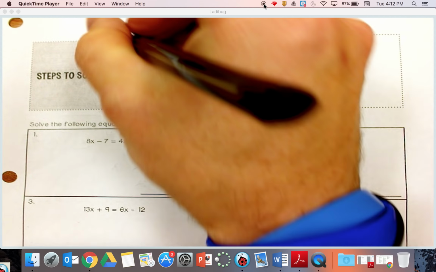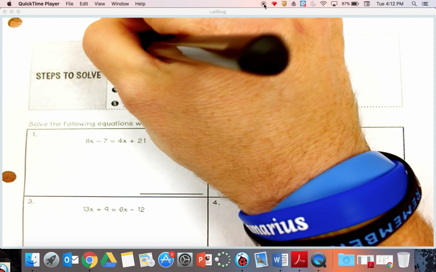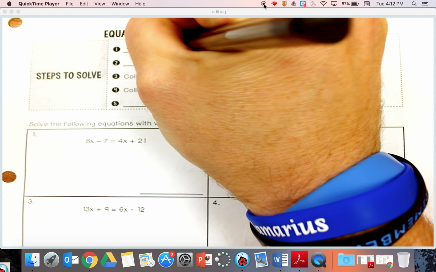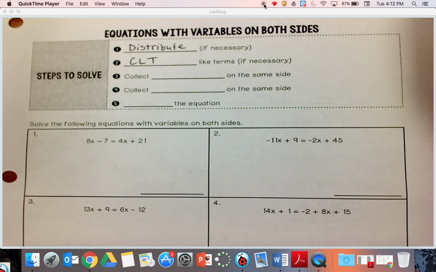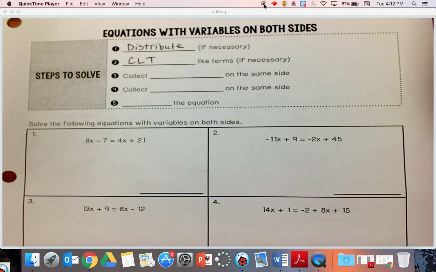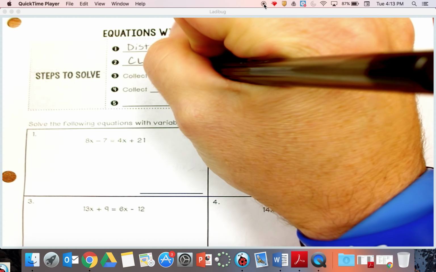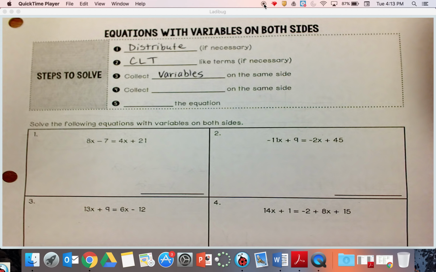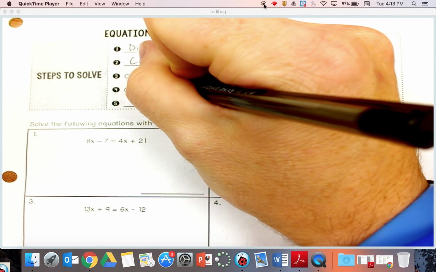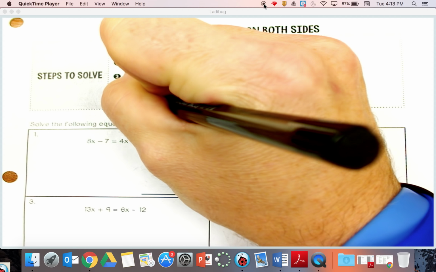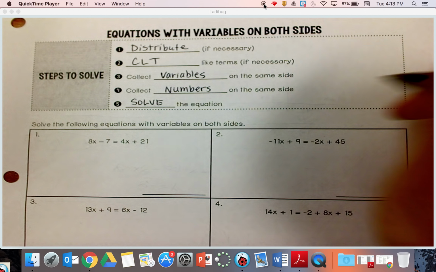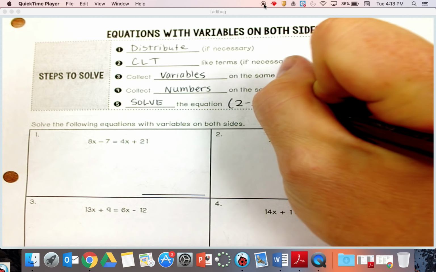So the first thing you need to know is if you have to distribute, if there's any distributing first, combine your like terms, if there's anything that's necessary. Then the second part is the biggest part. On one side of the equal sign, you're going to collect your variables, and on the other side of the equal sign, you want to collect all your numbers. Then solve the equation. And what it's going to turn into is a two-step equation.